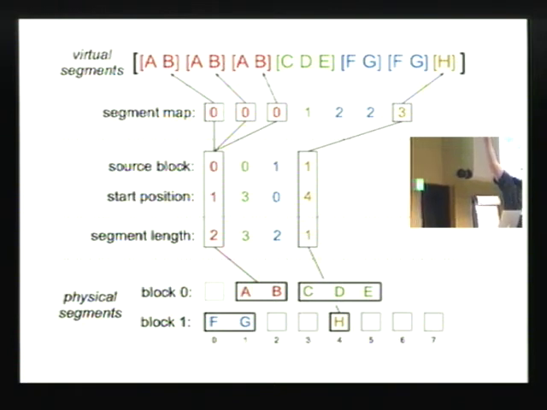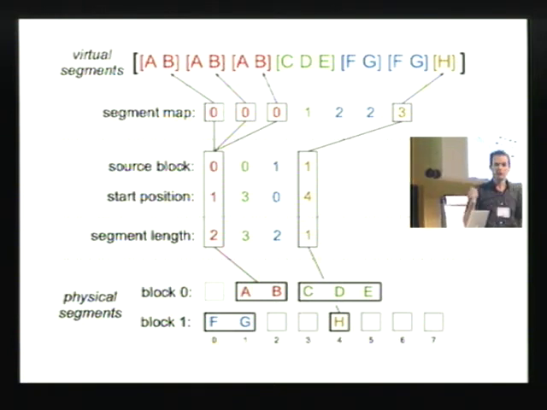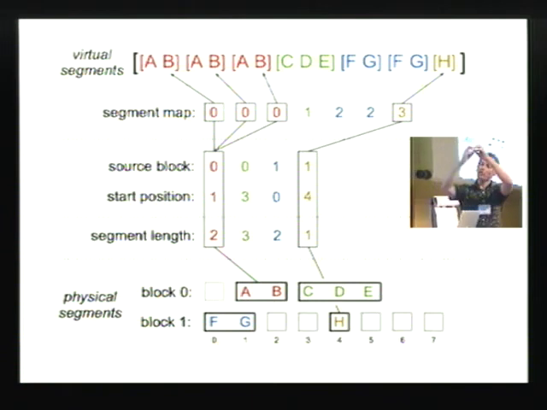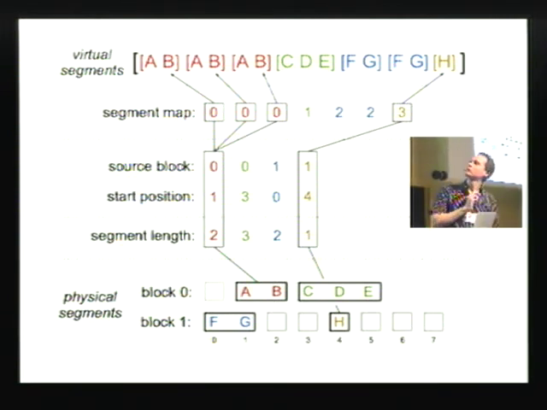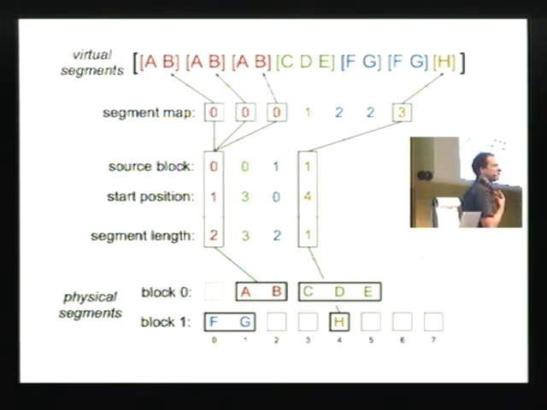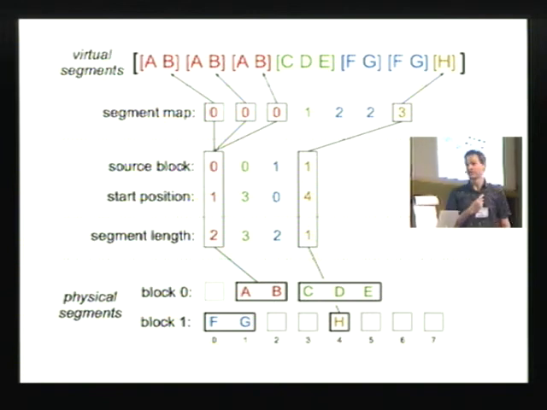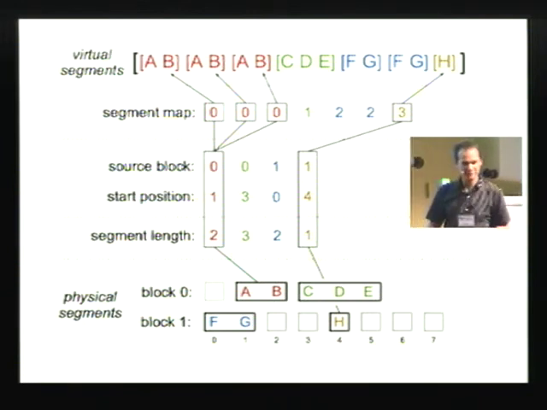And then I have another vector at the top, the segment map, which tells me how I form the virtual, the logical array from the physical data. So at the top I've got 0, 0, 0, which means I want 3 copies of the first segment. Okay? So it's only two extra fields above the Nessie-style array representation. Okay, so it's not that complicated.